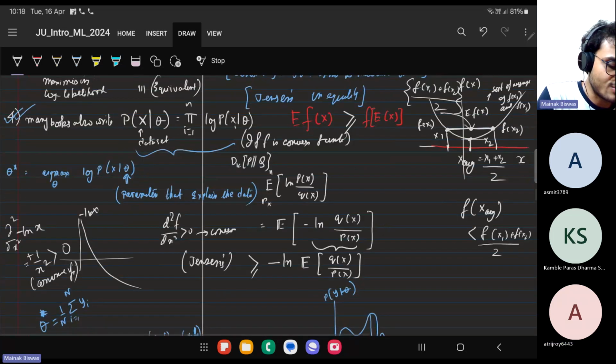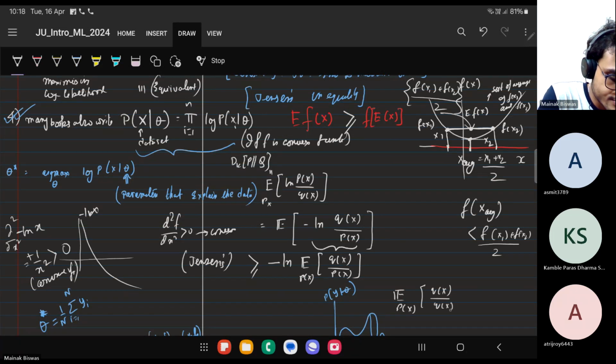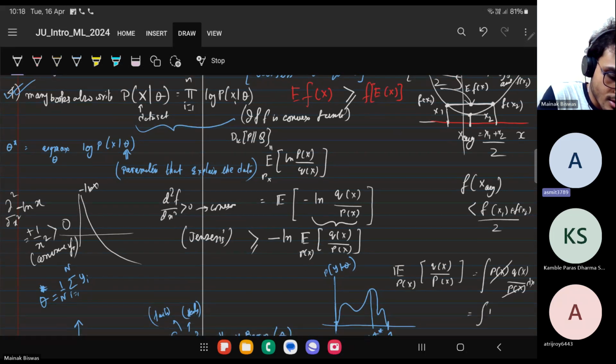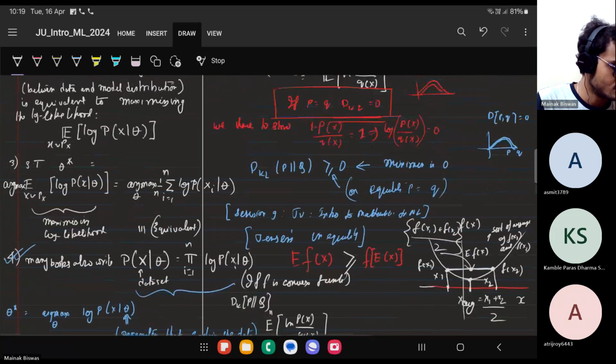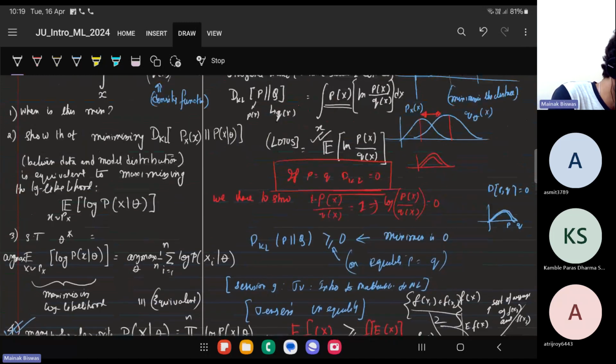What is the expected value of qx by px? According to the p distribution, it is the integral of px times qx by px dx, right? What is it? 1. So this becomes 0. So KL divergence has to be greater than or equal to 0. Clear? The minimum is reached when they are equal. Clear to everyone? We proved it.